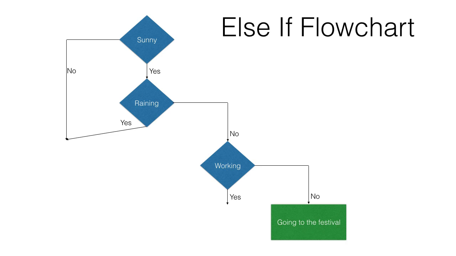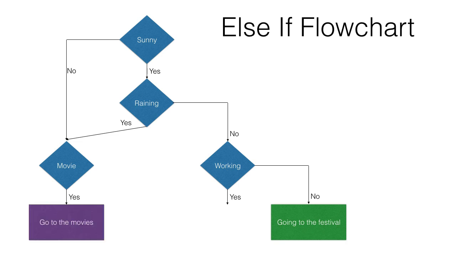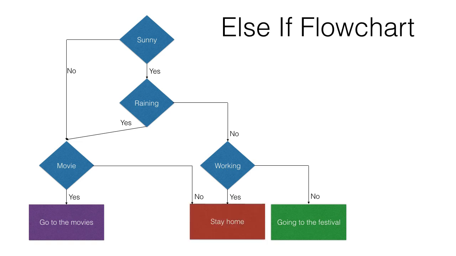What else might I want to do? Okay. Is there a movie at the cinema that I want to see? Well, yes, there is. Good. Let's go to the movies. That's my else if. All right, well, I still have an else in there. You see that? No, there's no movie that I want to see, or I'm working. So therefore, I'm going to stay home.